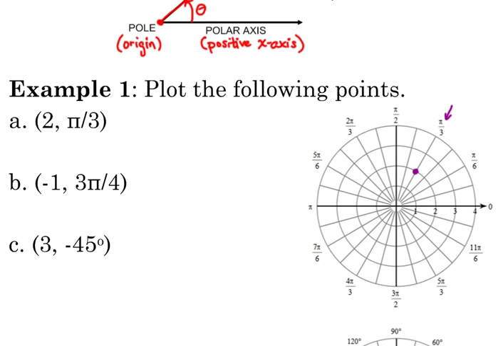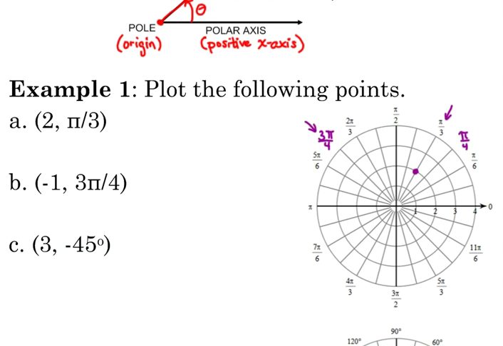Okay, the second example that we've got there, (-1, 3 pi over 4). So 3 pi over 4, our graph is not labeled with pi over 4 angles on it, but does it look similar to something that we've used before? It looks very much like the unit circle, right? So we know that our pi over 4 angles are right here in between our pi over 3 and pi over 6. So 3 pi over 4 is right here in the second quadrant.